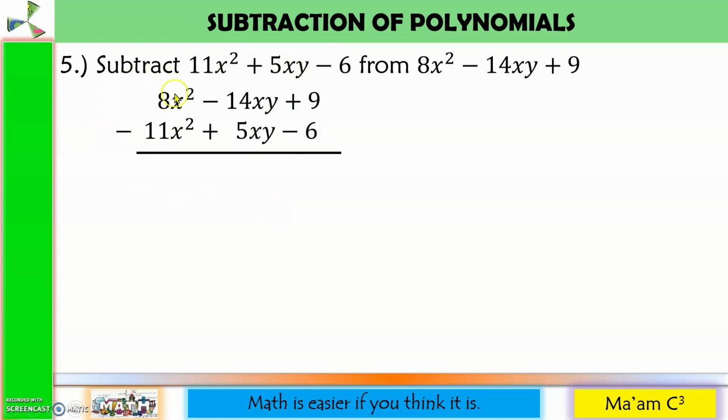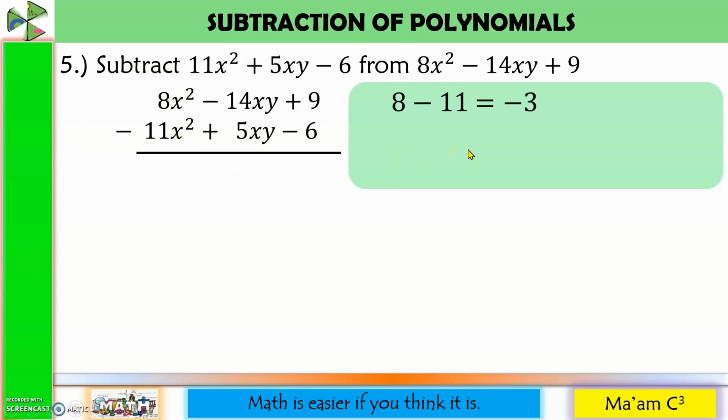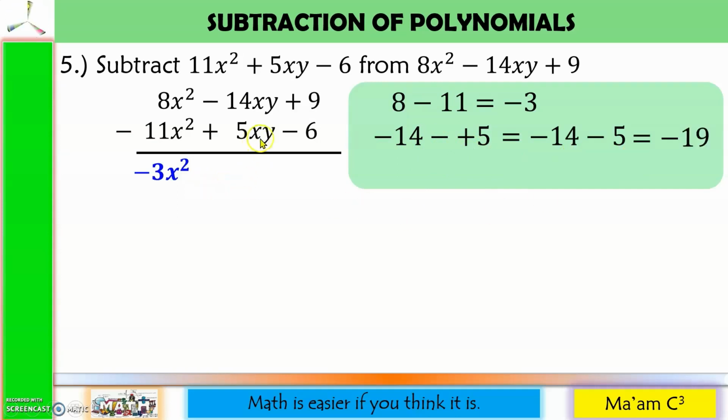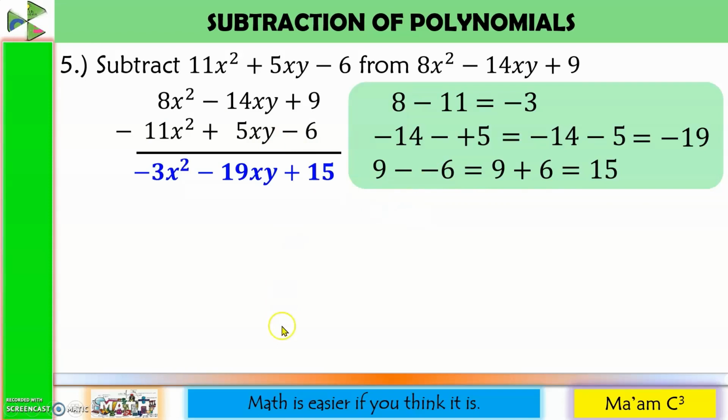Let us perform the operation for x squared. 8 minus 11. And that is equal to negative 3. So negative 3x squared. For xy, we have negative 14 minus positive 5. So different signs when simplified will become minus. So negative 14 minus 5. And this is negative 19. So negative 19xy. For the constants, we have 9 minus negative 6. Same signs, this will become plus. So 9 plus 6, and this is 15. So plus 15.